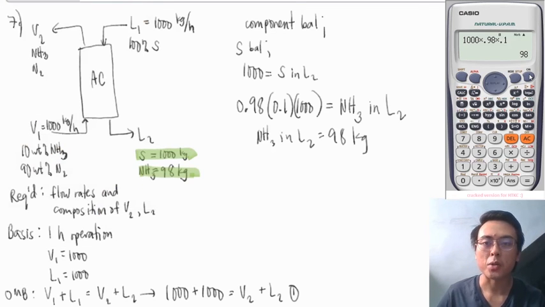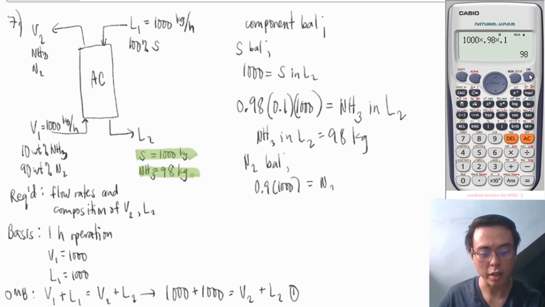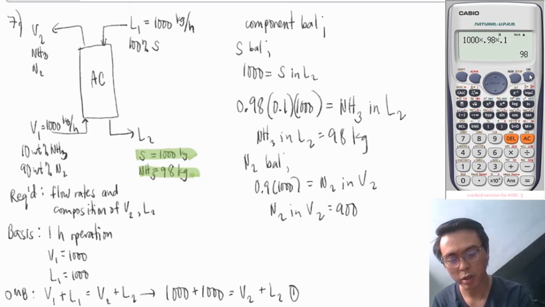Next, you can also see that the nitrogen gas or N2 is another tie component because it only enters at V1 and it exits at V2. So therefore, if you perform a nitrogen balance, nitrogen enters at V1, that is 90% of 1000, and that exits as the nitrogen in V2. The nitrogen in V2 is 900 kilograms. Let's write it here, 900.